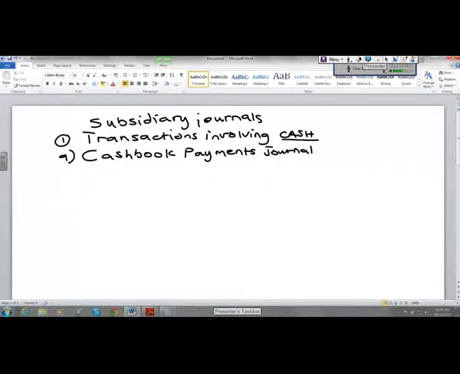All right, so as I said, the keyword is cash. In this instance, what are we doing? We are actually just paying cash. So this is self-explanatory. This is where we record transactions involving payment of cash. You remember our keyword is cash, and what we're doing is we are paying cash. So every time the business is paying cash, it's going to be recorded in this book.